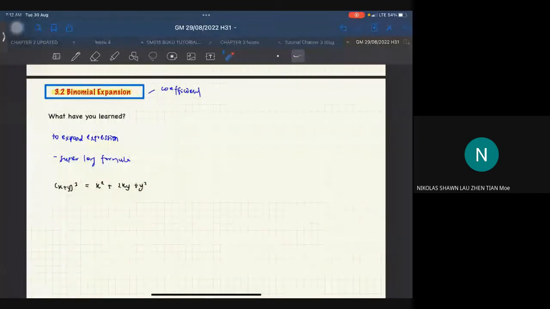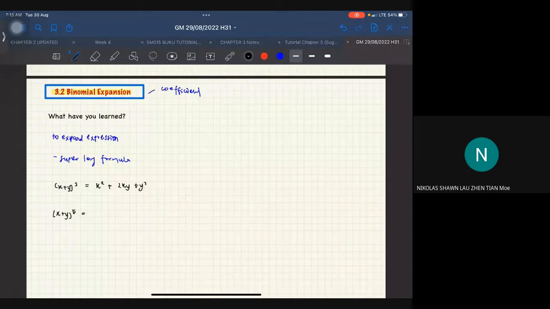Alright, so this is when we have x plus y square. But what if we have x plus y power of 5? Okay, so soalan minta kita expand. Macam mana kita nak expand benda ni? Okay, so dia ada tiga cara. First, awak boleh expand dia one by one, meaning that awak darabkan dia sebanyak 5 kali. 1, 2, 3, 4, 5. Sampai awak dapat jawapan dia. So that is the first method.